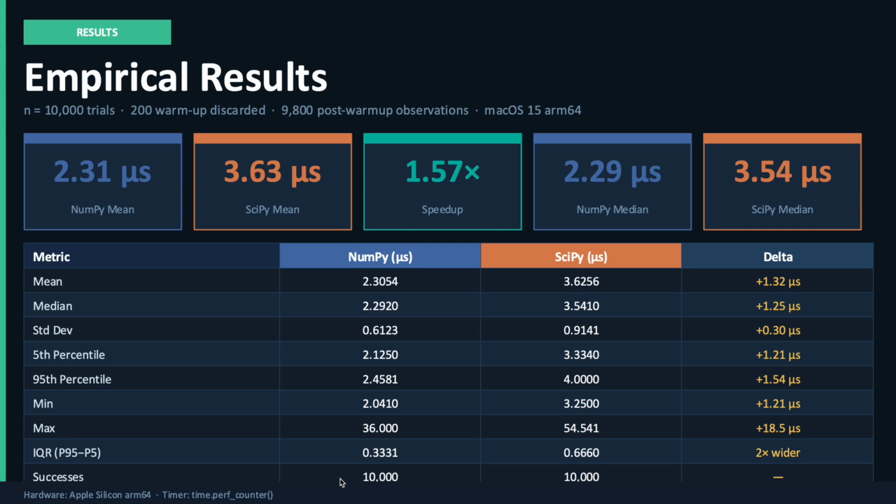The NumPy median was 2.29 microseconds, whereas the median for the SciPy was 3.54 microseconds. As you can see, you can look for the full result table down here. This follows a very important pattern. First, the mean and the median are very close for both libraries, being 2.31 for NumPy and 2.29 for NumPy's median. This tells us both of the distributions are fairly symmetric with low skewness, which validates the mean as a reliable central tendency for the measurement.